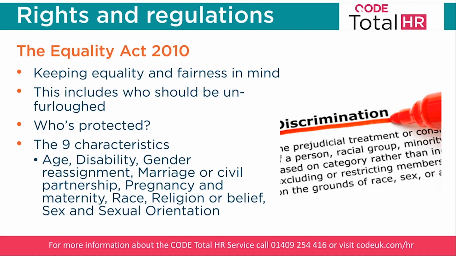The Equality Act did introduce the term protected characteristic for those groups protected from unlawful discrimination. And those 9 protected characteristics are disability, age, gender reassignment, whether under medical supervision or not, marriage or civil partnership, pregnancy and maternity, race on the basis of colour, ethnic origin, nationality or citizenship, religion or belief, which includes a lack of religion, faith or belief, sex and sexual orientation.